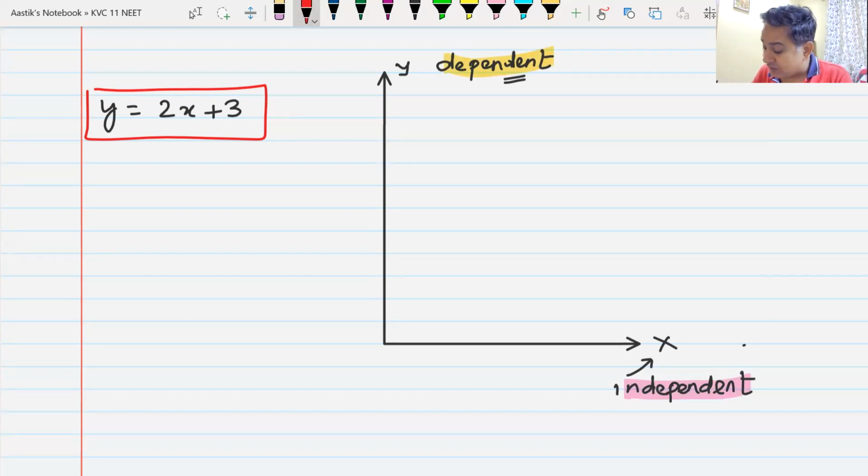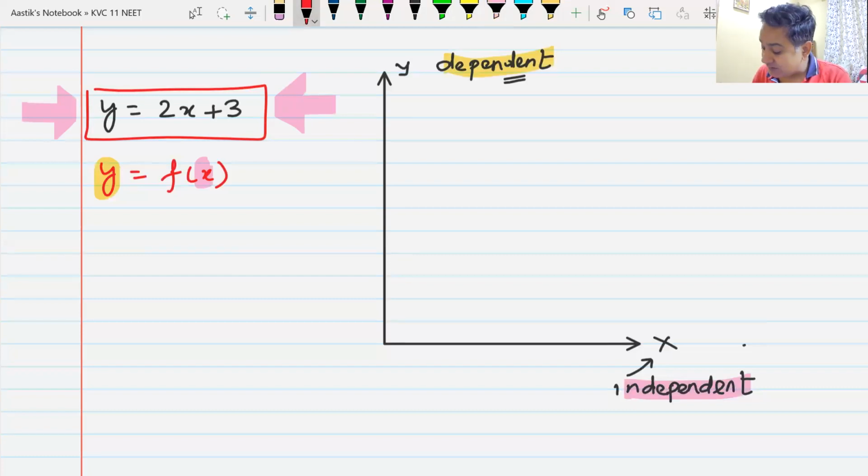So I can write this equation like this: y is a function of x. Do we understand this? Y is a function of x. So y becomes my dependent thing and my x becomes my independent thing. Clear? Yes or no?